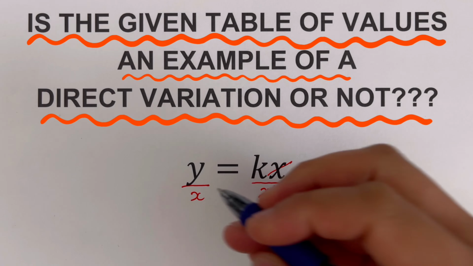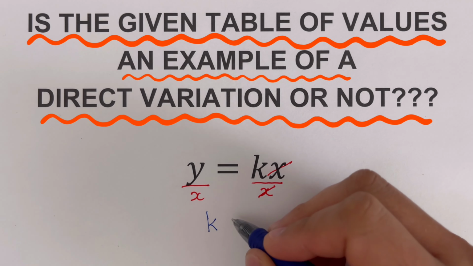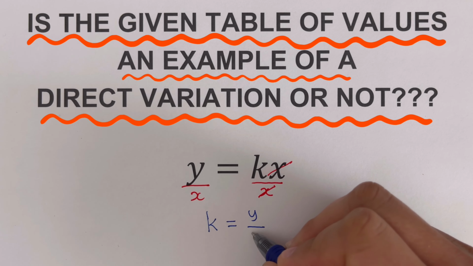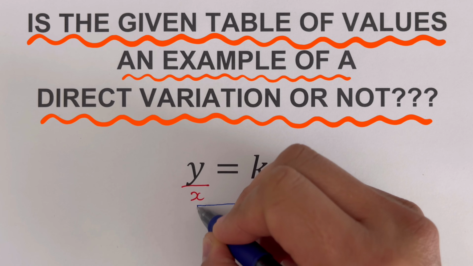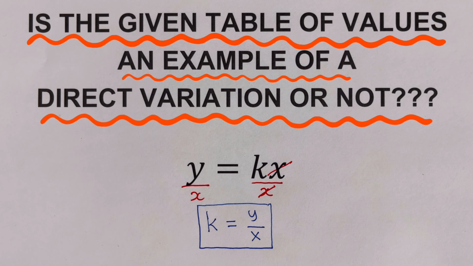We can go ahead and say that the k value or the proportionality constant for a direct variation is y over x. We are going to use this to determine whether or not a given table is a direct variation or not a direct variation. So let's use this equation that we have here in the next example.